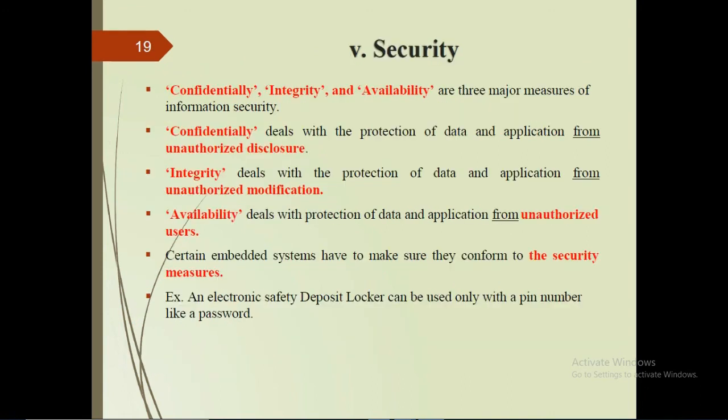Security. Confidentiality, integrity, and availability are the three major measures of information security. Confidentiality deals with the protection of data and application from unauthorized disclosure. Integrity deals with the protection of data and application from unauthorized modification. Availability deals with the protection of data and application from unauthorized users. Certain embedded systems have to make sure they conform to the security measure.